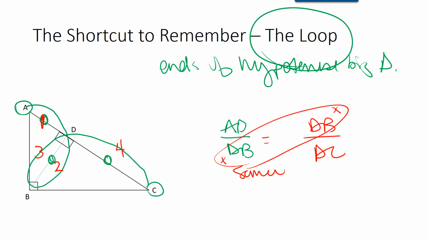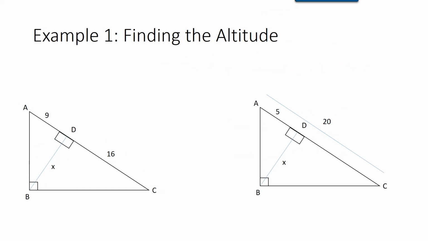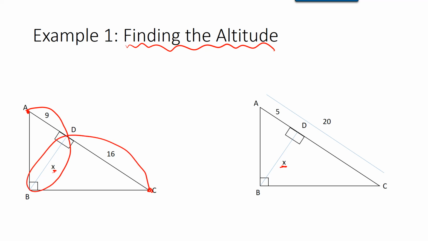I think it's going to make a little more sense as we do some examples, and I've labeled the examples by the type that they are. So example 1 here is going to be finding the altitude. Notice in our problems, the variable is on that altitude. We're going to use that idea of the loop. So I'm going to start here at A, and my goal is to get to C. I'm going to go A, D, B, D, C. So really, AD over DB, DB over DC. They're going to be the same.